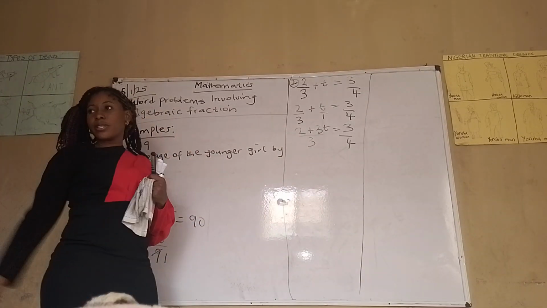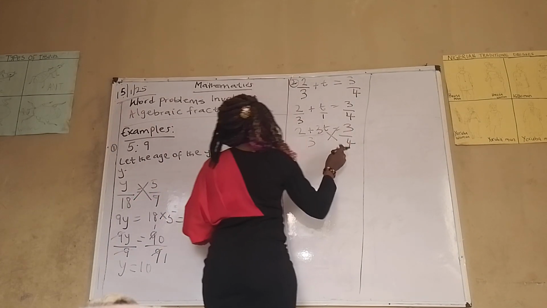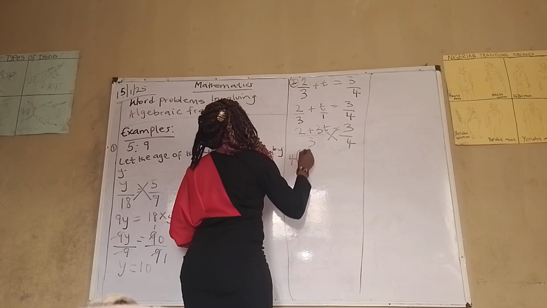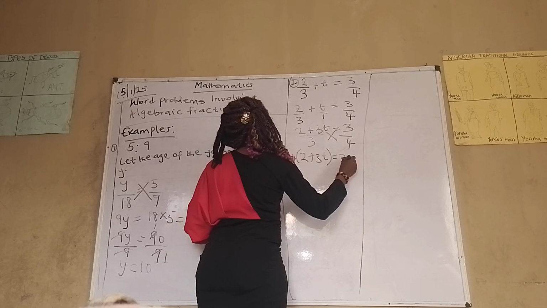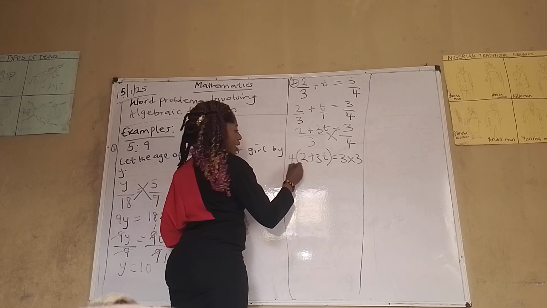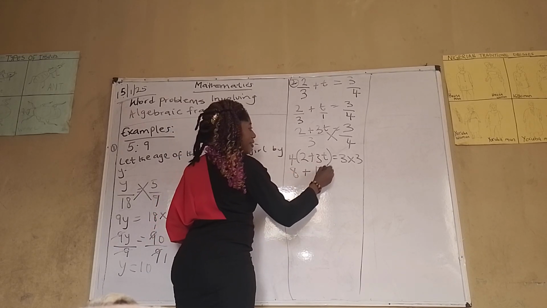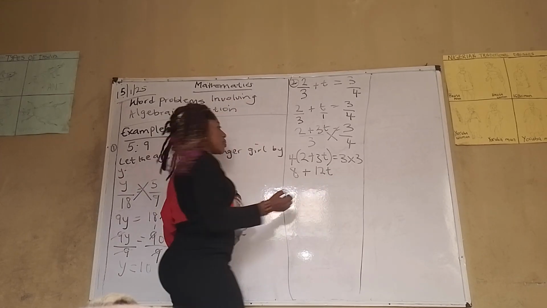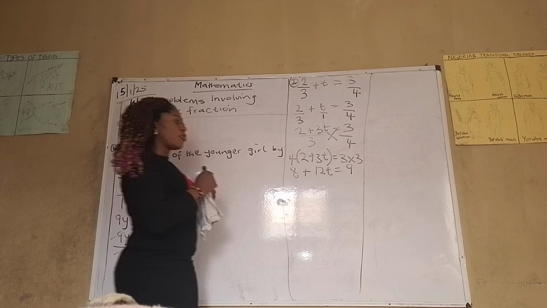So we cannot cross multiply. When we cross multiply, 4 will be multiplying 2 plus 3t, and 3 will be multiplying 3. 4 times 2 is 8, plus 4 times 3t, 12t, because the t is added to it. 3 times 3 is 9. So what do we do from here?